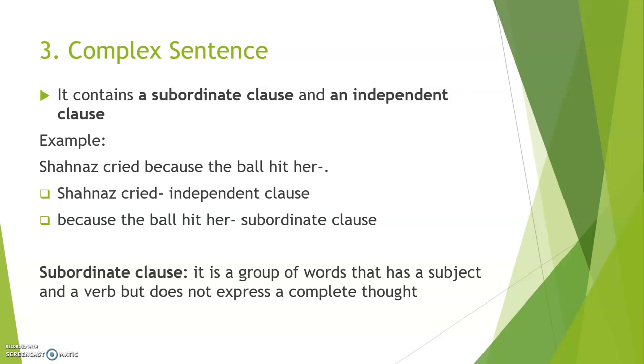But on the other hand, because the ball hit her does not remain independently and it does not convey a complete meaning if it's alone. It has to be joined to something else. So that is why it is known as a subordinate clause. A subordinate clause is also known as a dependent clause.